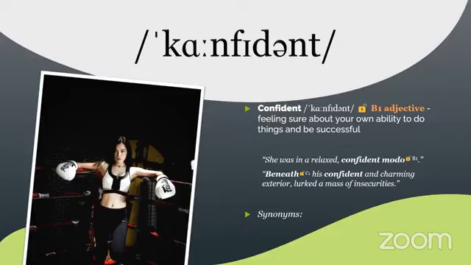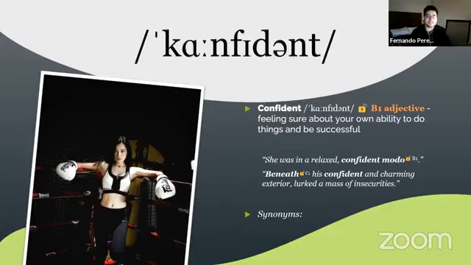An example. My sister is a confident person. My sister is a confident person. Correct. I like your example. Exactly. My sister is a confident person.